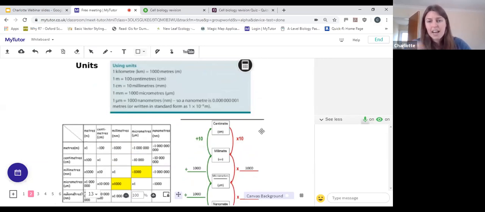They're really handy to have, something that you can stick on the wall even above your desk and just remind you of how to convert between units, because you need to know some of the differences. Particularly for biology GCSE, you need to be able to convert between millimeters and micrometers. Usually those are the ones that you use, and occasionally nanometers.